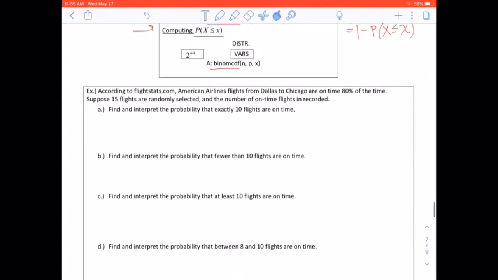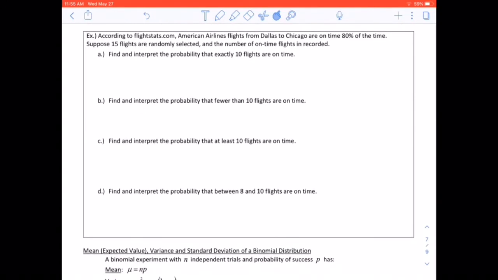So the next example that we have says, according to flightstats.com, American airline flights from Dallas to Chicago are on time 80% of the time. Suppose that there are 15 flights that are randomly selected, and the number of on-time flights is recorded. So part A says, find and interpret the probability that exactly 10 flights are on time. So we're reading these words. What does the word exactly mean? So exactly means it would be equal to.